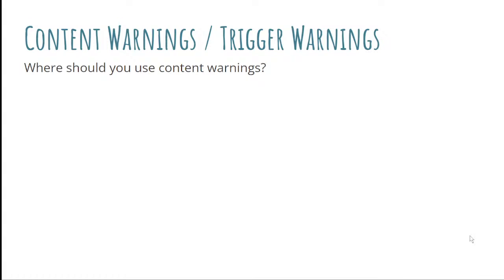So, where should you use your content warnings? We know what they are, we know when we should be using them, but okay, how do we implement them? How do we make sure that people are seeing them?